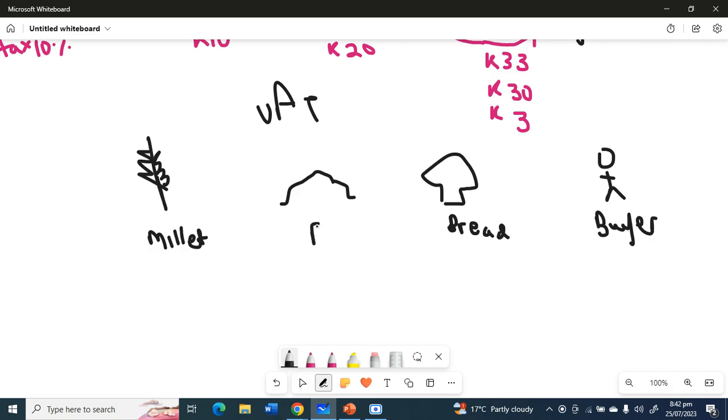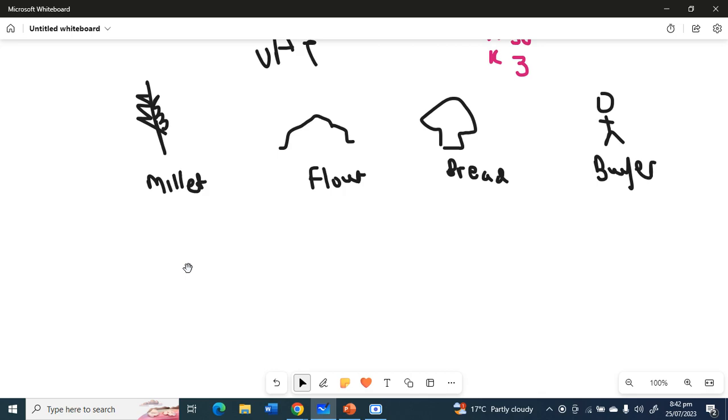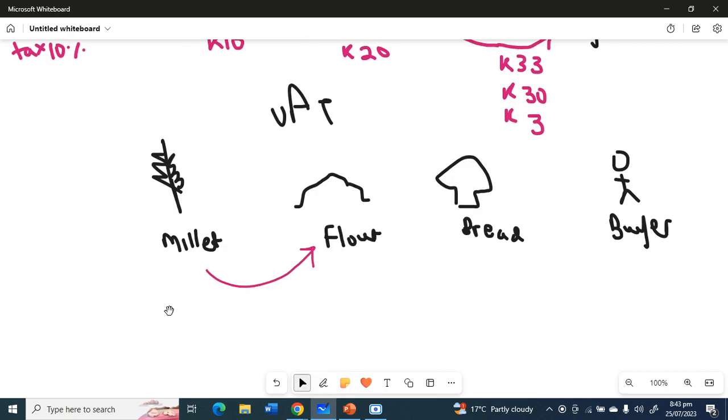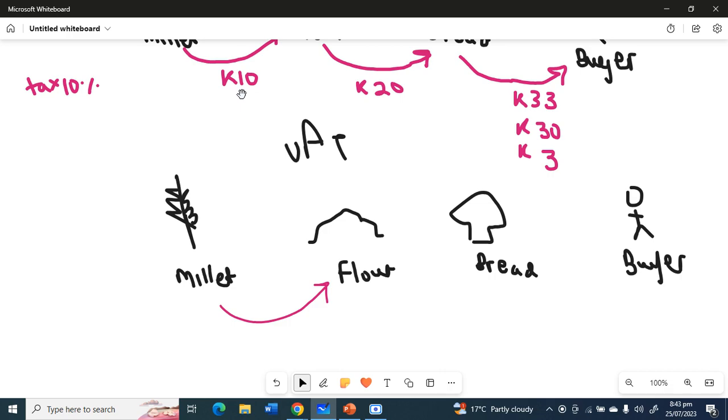Now let's look at the value added system. Right, so here, everybody is going to be taxed. This farmer, when he sells the millet to the miller, is going to be taxed. We say the tax is going to be at 10%. Initially you're selling it at 10 kwacha. Now there's a 10% tax, so let's find 10% of 10 kwacha. That is 1 kwacha.